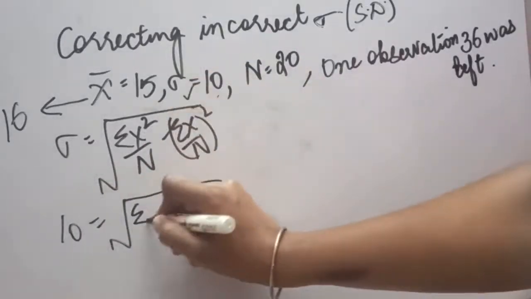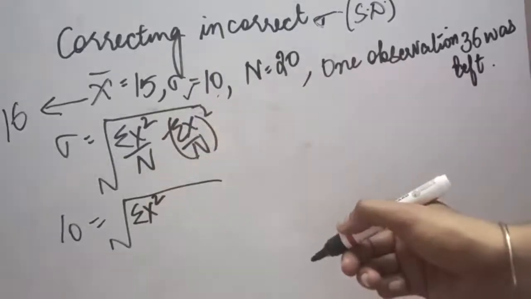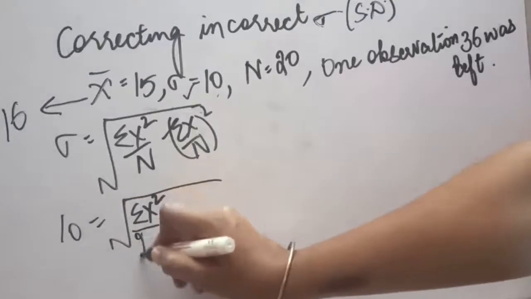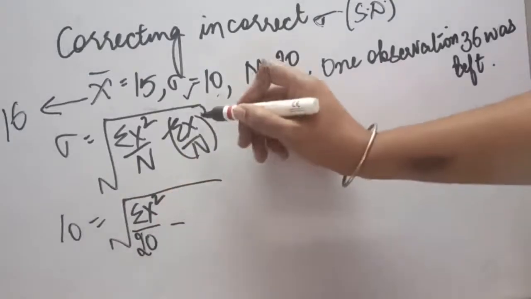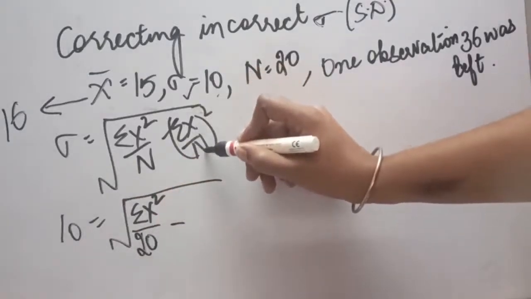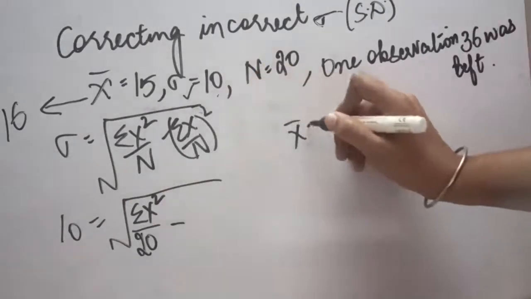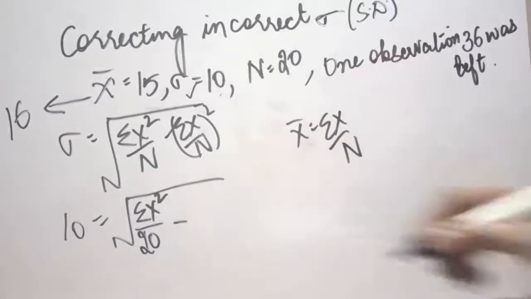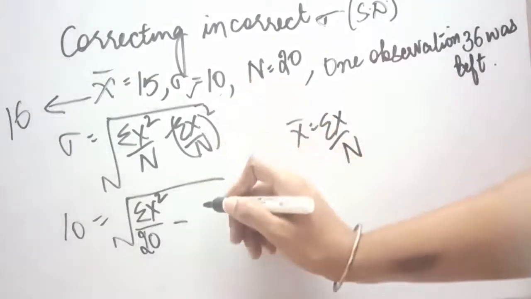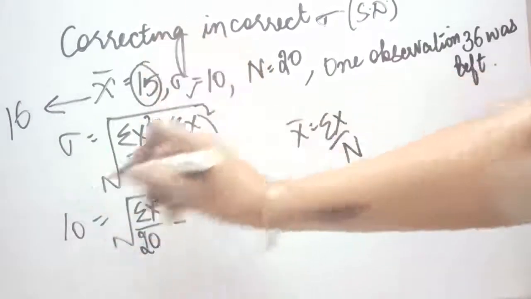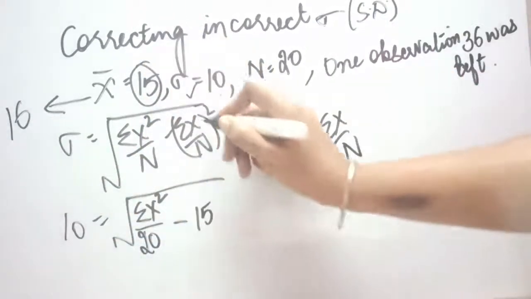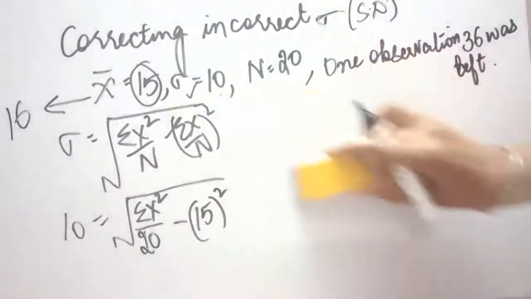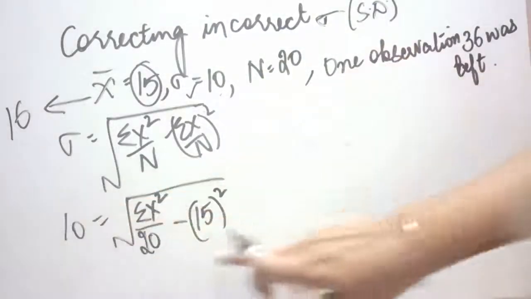Sigma x square we do not have, so we will just write it like that. As this is the wrong standard deviation, we will put the wrong n also. Earlier n was 20. Minus sigma x upon n, which is the formula for mean. We know that mean is equal to sigma x divided by n. So we will put the value of mean here. Here also we will put the incorrect mean first, because the entire information is incorrect: 15, whole square, because in the formula we have the square also.